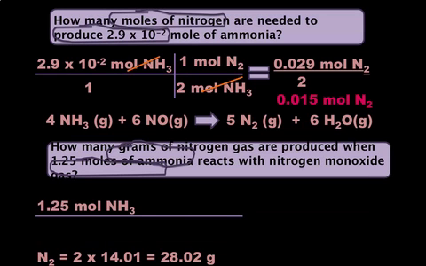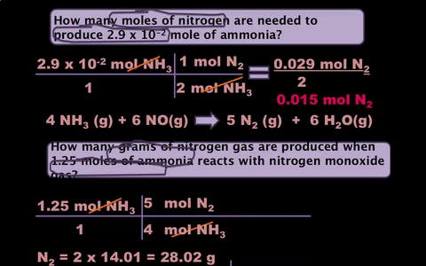I'm going to set up my tracks. I start with my known, 1.25 moles of ammonia over 1. I have moles of ammonia underneath, moles of nitrogen on top. When I have moles over moles, I'm going to use my coefficients. In front of the N2 on the right there's a 5. In front of the ammonia on the far left is a 4. My moles of ammonia cancel out, but I'm not where I want to be yet because I want grams of nitrogen gas, not moles.